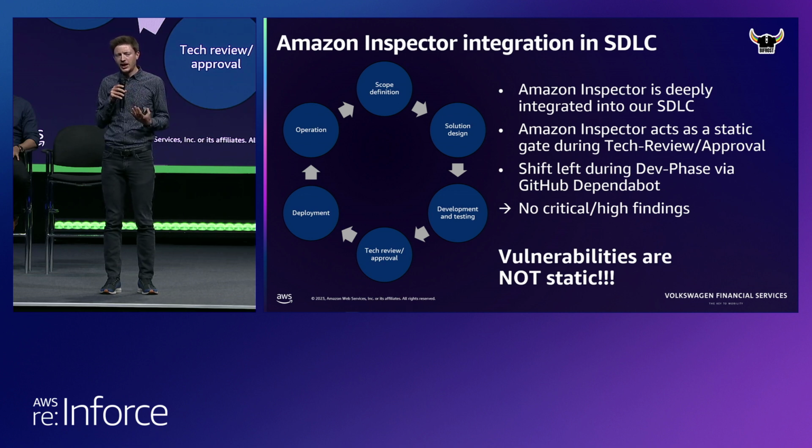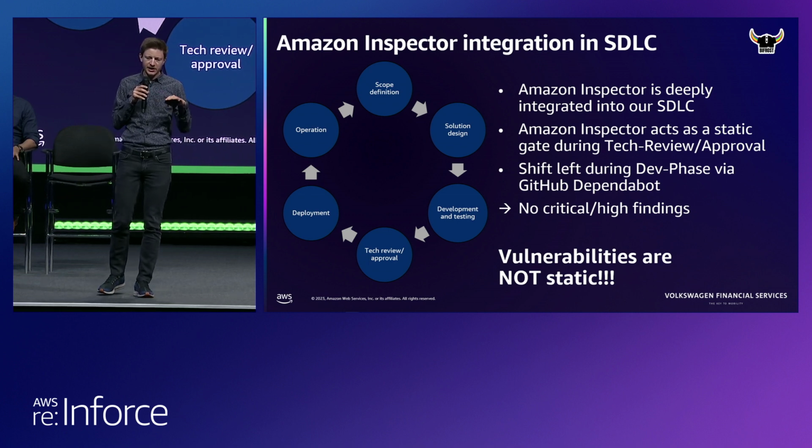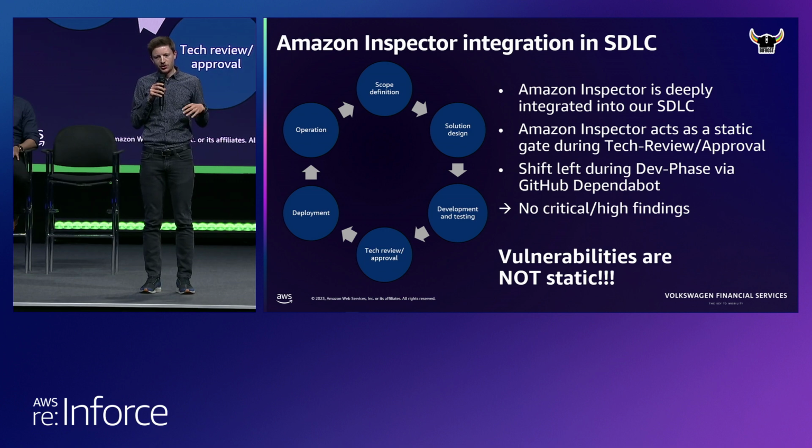So we are going the full agile way with early feedback iterations. We have a scope definition phase where you refine user stories. We design solutions, we develop them, and so on. And Inspector is deeply integrated into our SDLC because it's very important that we have quality gates. In this case, Inspector acts as a static gate during tech reviews and the approval phase to check that there are no critical or high findings, so that no new vulnerabilities get introduced with a new production deployment. We also started shifting left, and in the development phase we're also using things like GitHub Dependabot to even catch vulnerabilities before they get deployed.